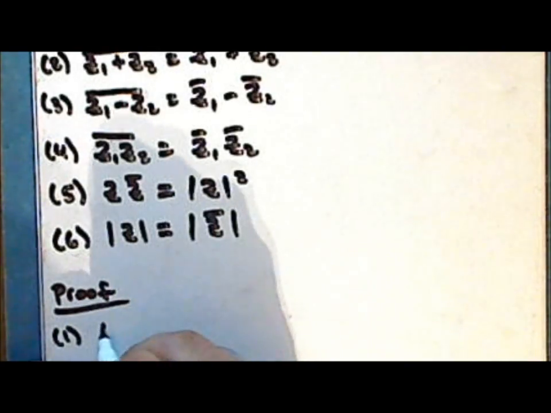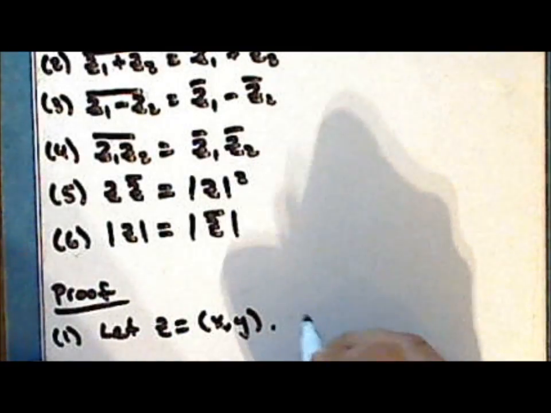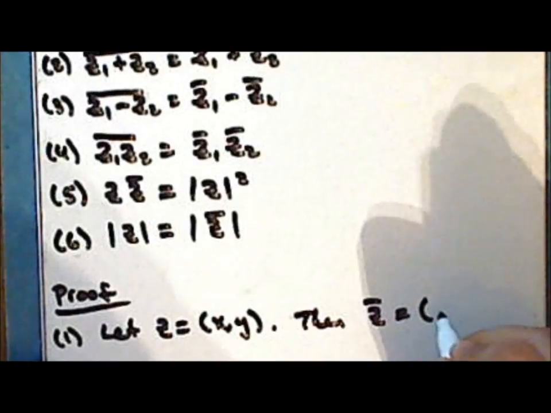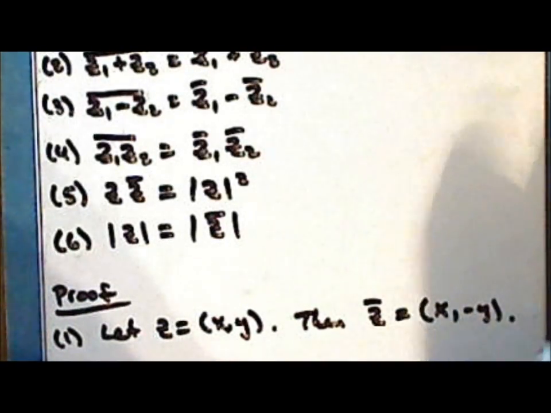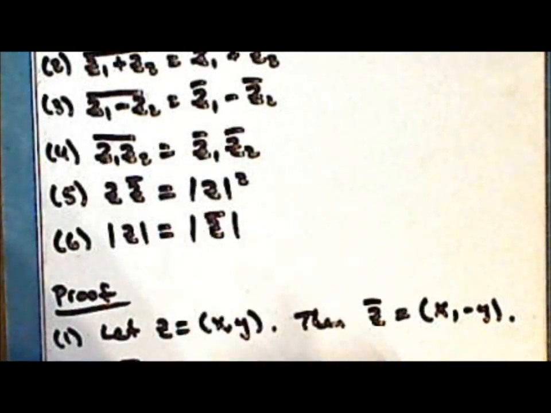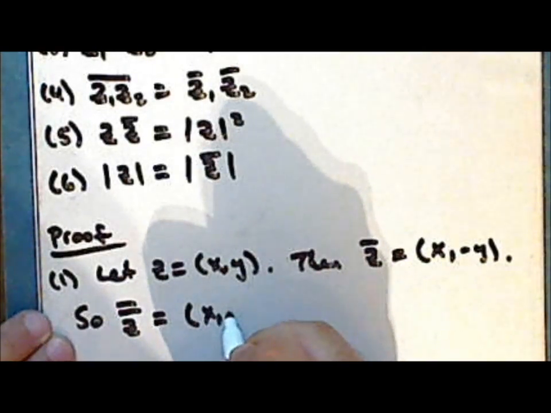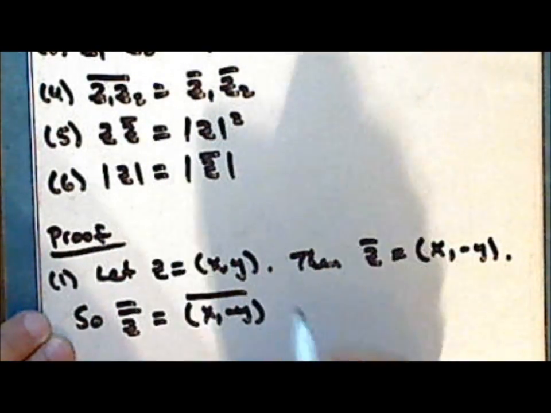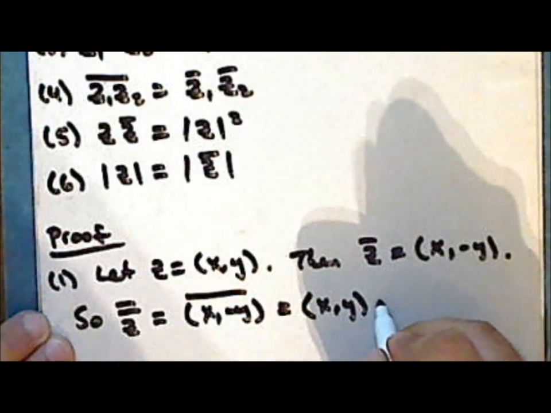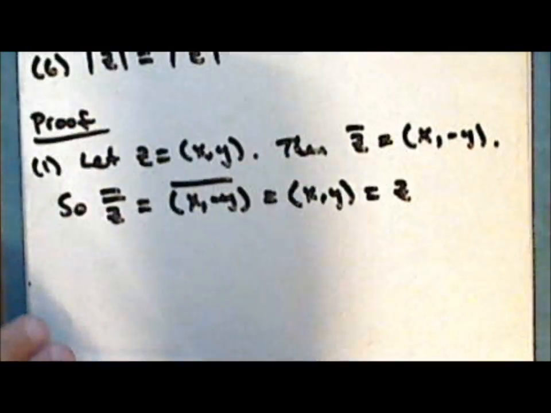Part 1. Let the number z be the ordered pair (x, y). Then the conjugate of the number z is the ordered pair (x, -y). And so the conjugate of the conjugate of z is the conjugate of the ordered pair (x, -y), which is the ordered pair (x, y), which is the number z. All right, second part.